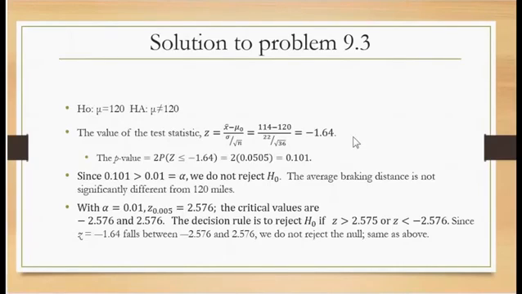Now, we could modify this problem and make it work if the lady would have tested more than 36 vehicles, for example. Then we could possibly attain a z value that would get us out into the rejection range. But as it is, it's not sufficient.